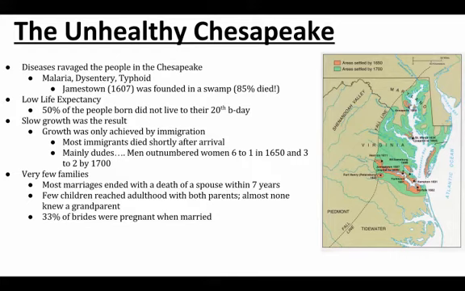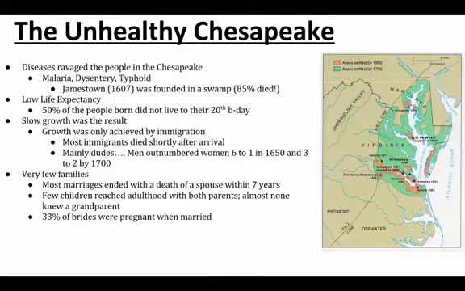There are a lot of really interesting stats on this page. We see that 50% of the people don't live to their 20th birthday. We see very, very slow growth in this region early on. In fact, growth only comes from immigrants coming to this region, and obviously a lot of them are dying. So we see a very unhealthy region initially.